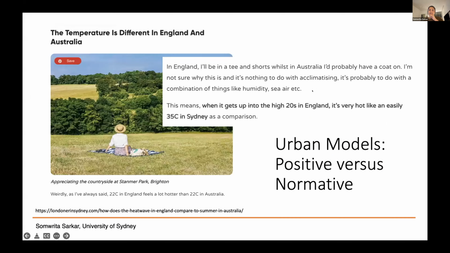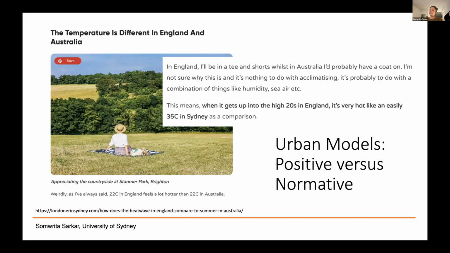So I just wanted to start by saying that when we think of urban models, we usually think of them as positive or objective. So we are describing the state of a system. We are trying to simplify it because those are the modeling assumptions. But in essence, we are trying to describe the world as is. So if I say that it's 25 degrees Celsius, the 25 degrees Celsius is a positive objective measurement. If I take a thermometer and say that it's 25 degrees, it is 25 degrees.